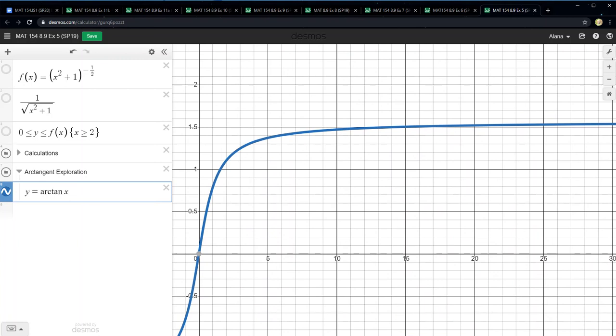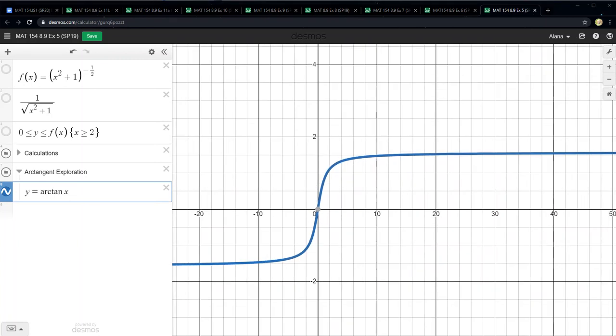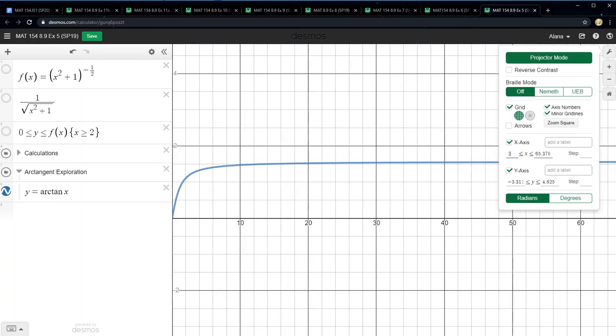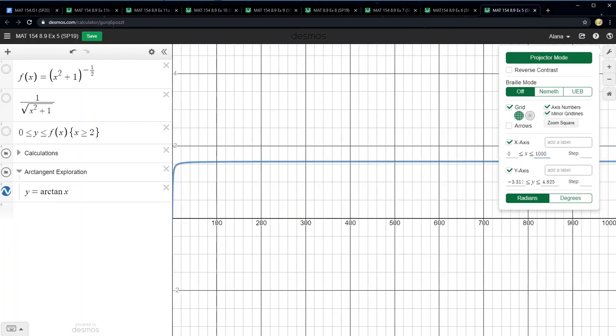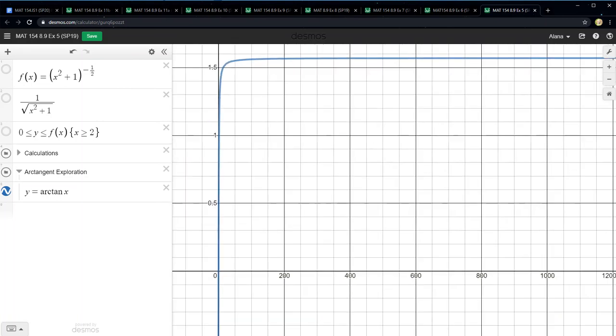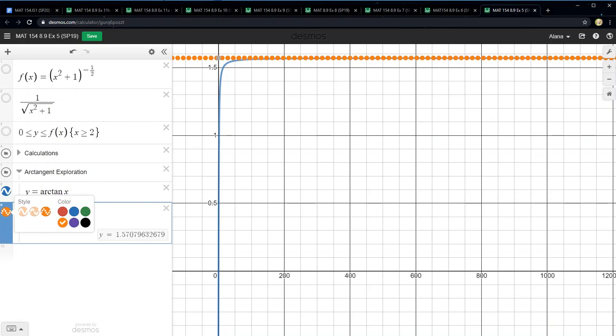Now where is it heading to? That's the question. So as I let x go to infinity, here, let me go 0 to 1,000. It's heading somewhere, right? Where is it going? See it? It's heading to 1.57. What is that? That's what it is. It's heading to pi over 2.